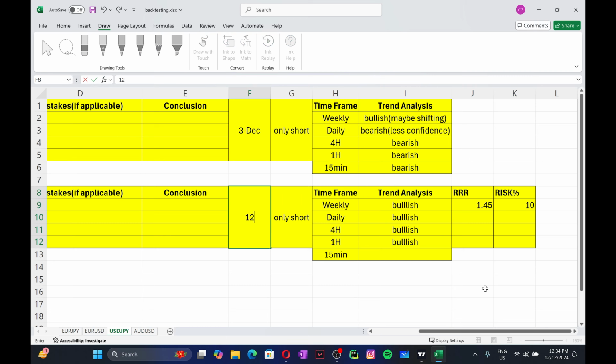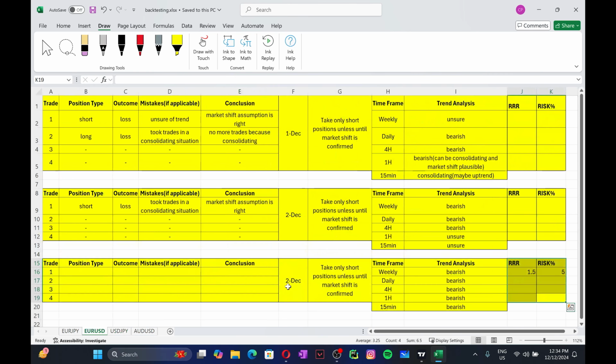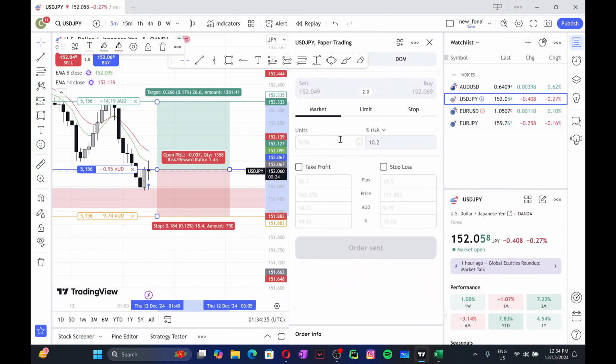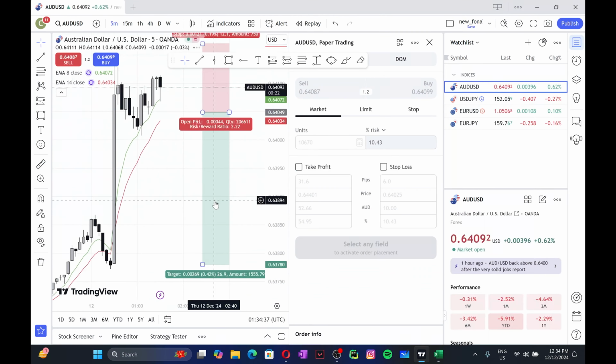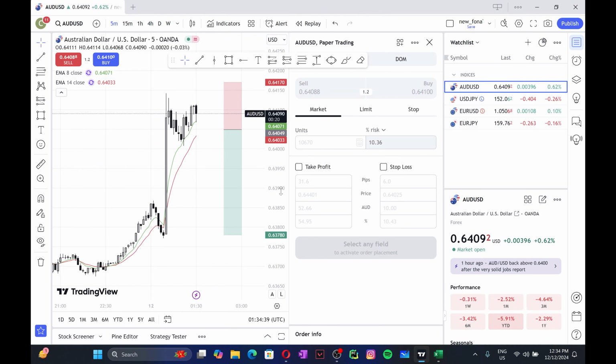And today is 12th of December. Let's set that, and this as well. It is 12th of December. Okay, let's see the other chart. How did it actually go?